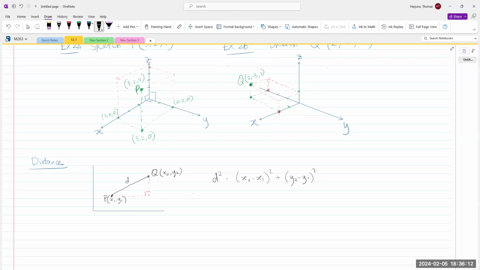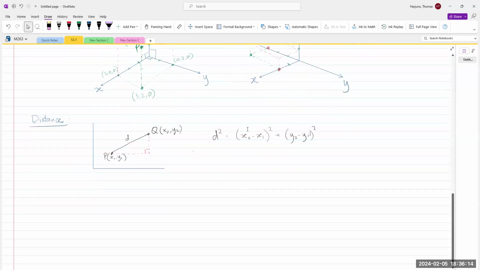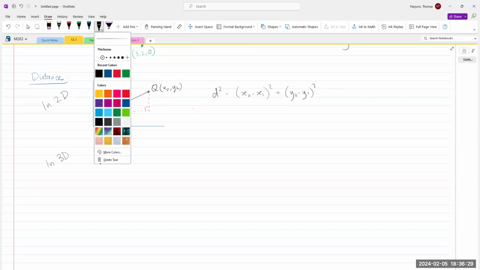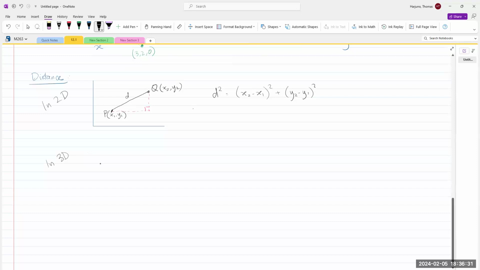Now, what happens in 3 dimensions? This is in 2 dimensions. In 3D, we're looking at a box. Basically, we look at the box. Okay, let's draw that box. So suppose I have a box.